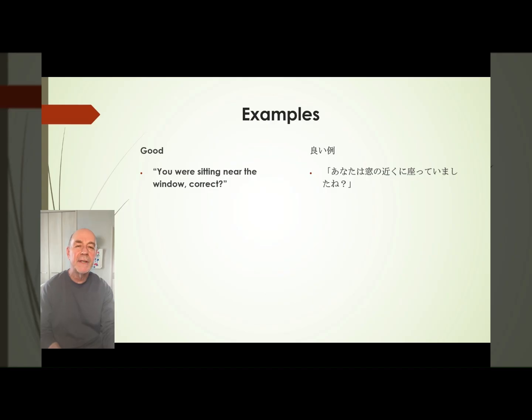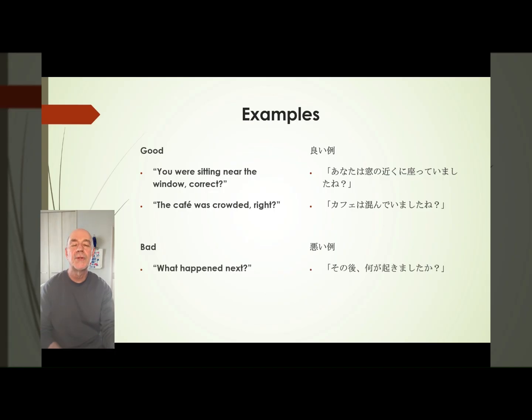The cafe was crowded, right? So those are good questions. One fact, very short. So a bad cross-examination question would be like this. What happened next? That's an open-ended question, which means you're not sure what the witness is going to say. Or can you explain what you saw? Again, these are open-ended questions. So you should always have yes or no questions. Don't ask open-ended questions. What, where, when, why, how. You should always be asking questions that only have a yes or no answer.